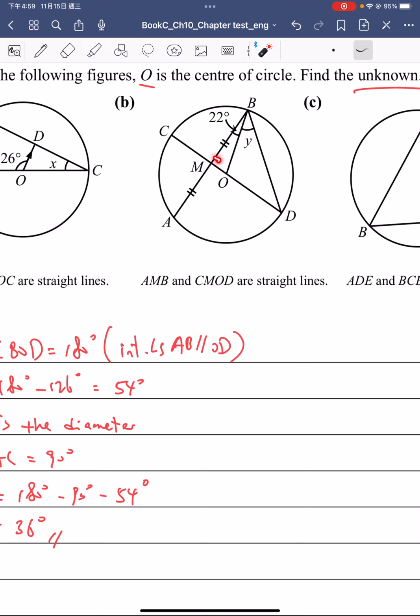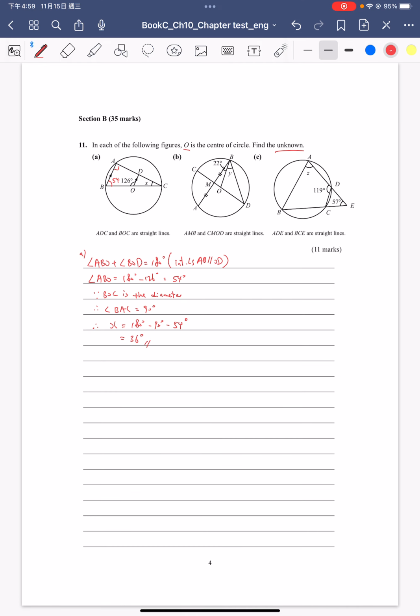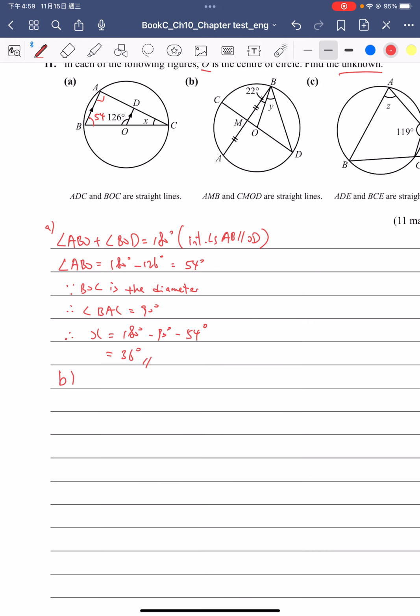And then we have this is equal to the right angle. Then we can, by using the angle sum of triangle, get the whole thing. So try to write it down for part B. We first of all can say OB is equal to OD because they are the radii.